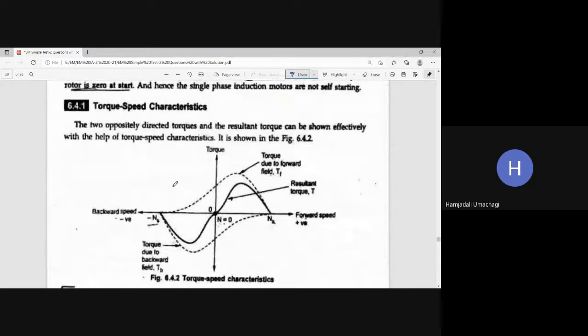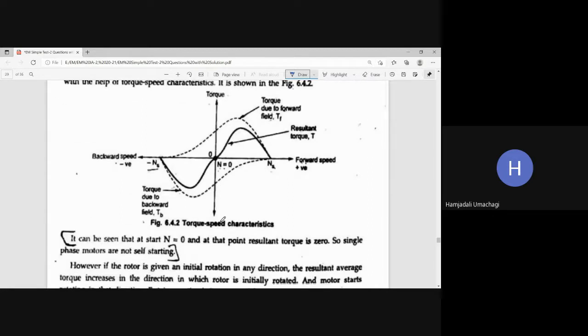Then finally you should draw the torque speed characteristics showing forward torque, backward torque, and net torque, where the net torque indicates that at the time of starting torque is 0, so speed is 0. Because of this, the self starting property is not there for single phase induction motors. So single phase induction motors are not self starting.